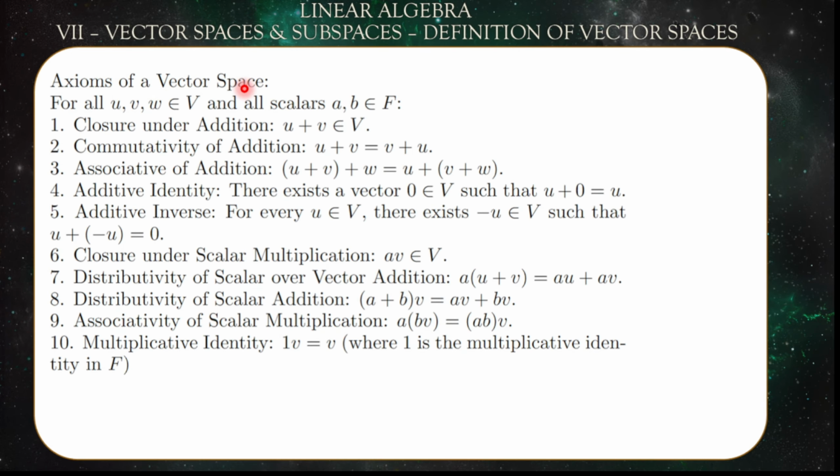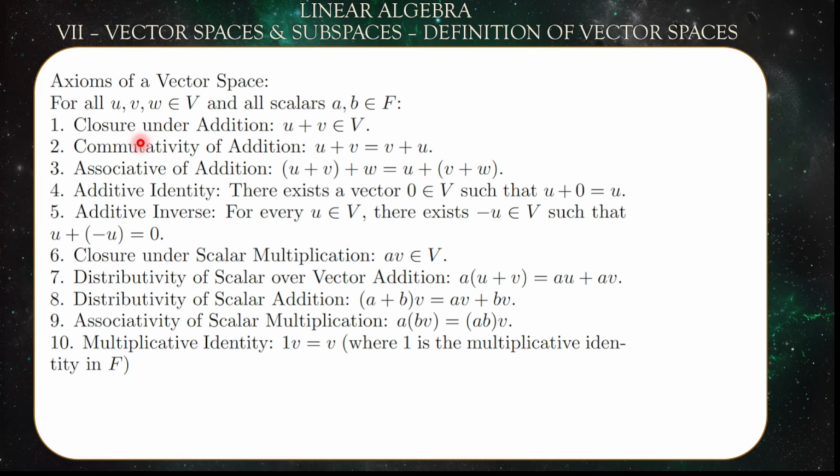Axioms of a vector space. For all u, v, w being three vectors that exist in a set V, and all scalars a and b existing in a field F. A field is the field belonging to or covering the set V. Okay, so we have the following characteristics.